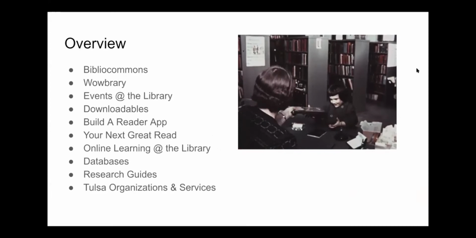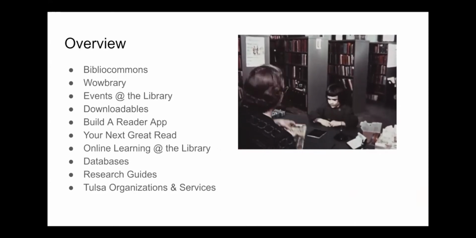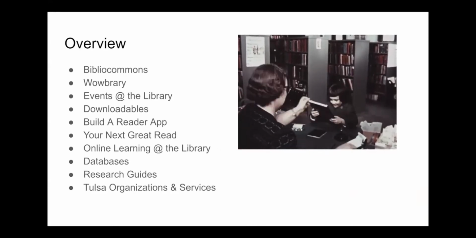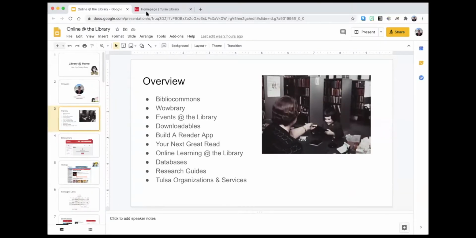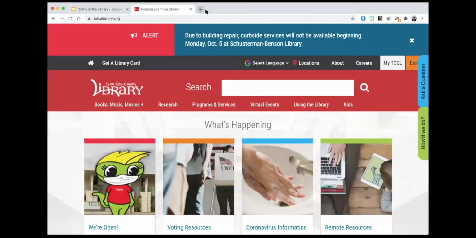I don't really have slides for this class because we do it just kind of browsing the library's website. So I am going to go ahead and route over there. If you go to tulsalibrary.org, you can access this from home. There's a mobile version. It works pretty well. This is a website I visit daily, and I hope you do too. And we're just going to kind of look at the front page for a second.